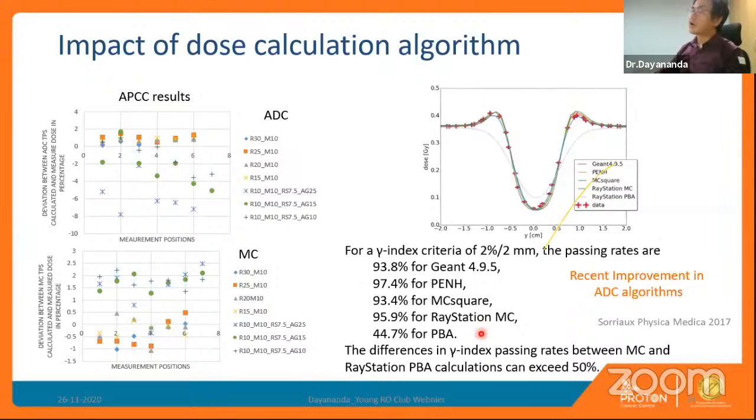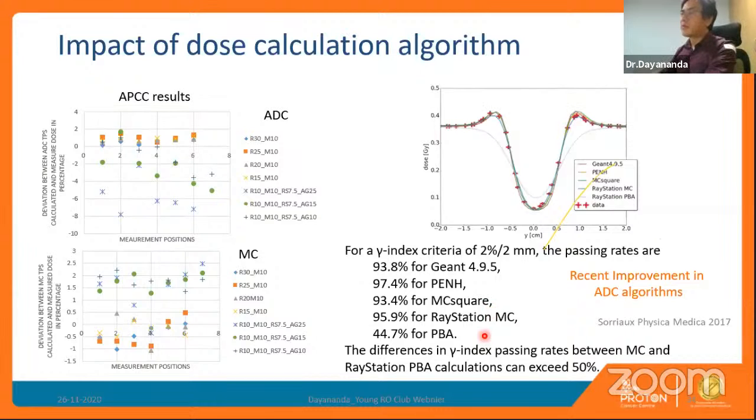And of course, the Monte Carlo algorithm available in RayStation has been validated against research-grade Monte Carlo codes like Geant4 and MC square, and it agrees very well with all of them. That means the Monte Carlo algorithm available in RayStation is quite accurate, whereas with the analytical dose calculation algorithm, you have to be very, very careful, especially when you are dealing with a heterogeneous medium.